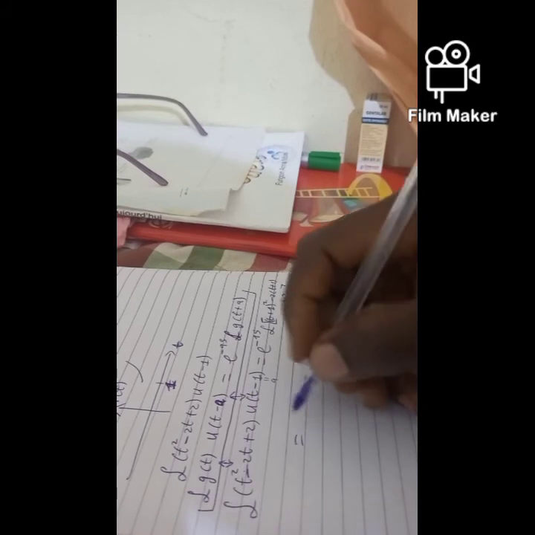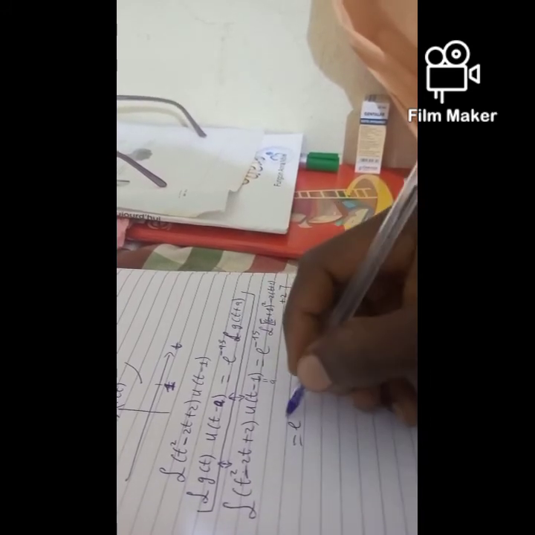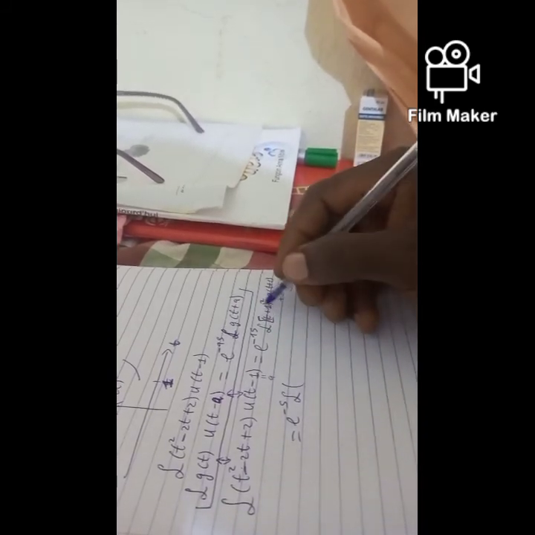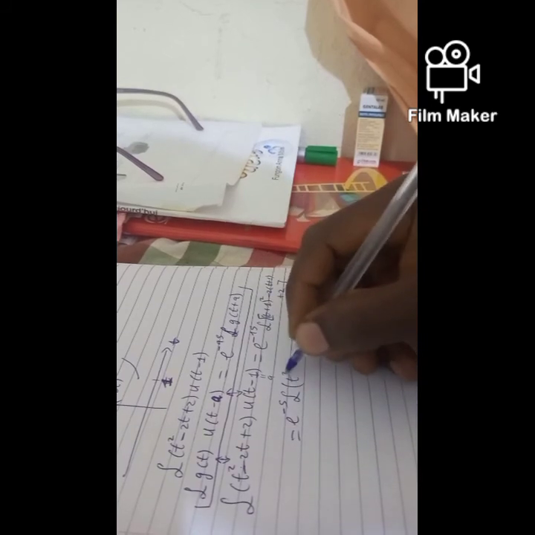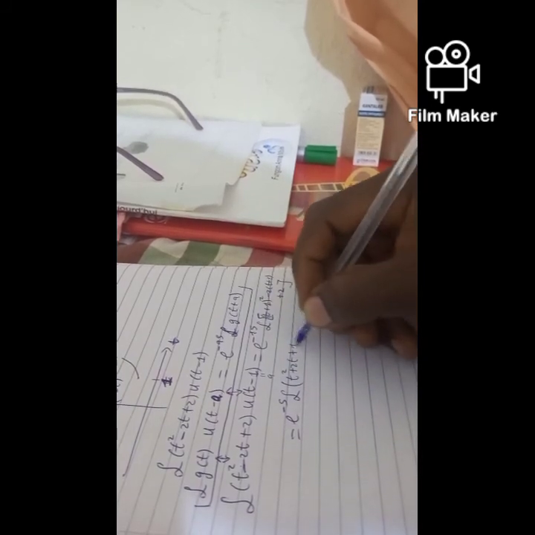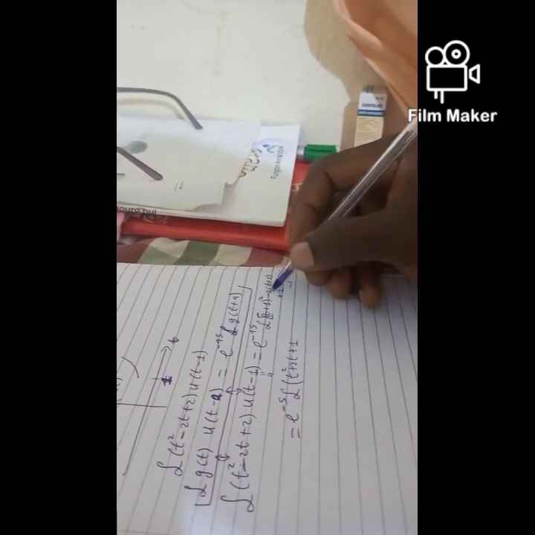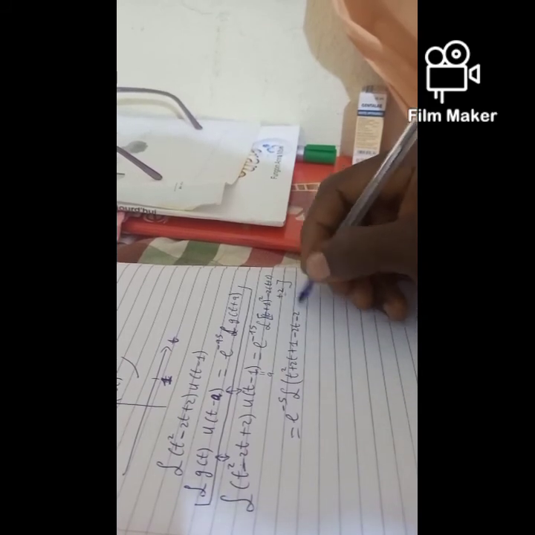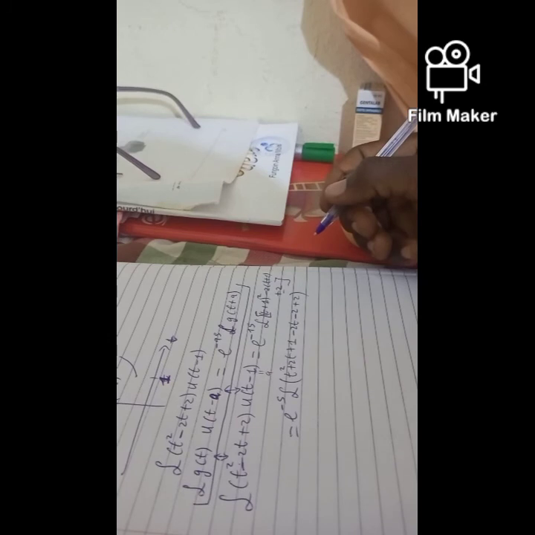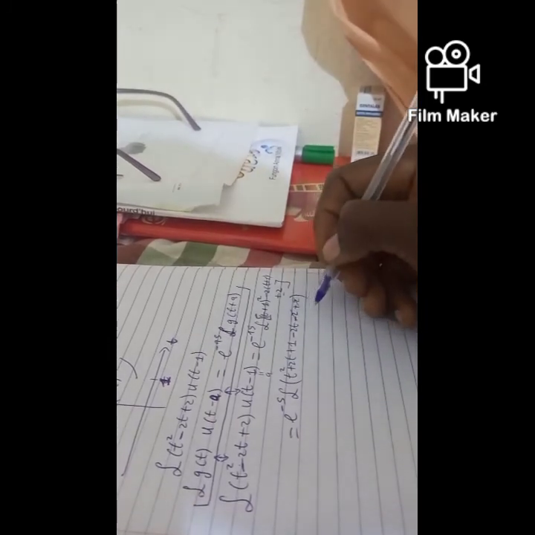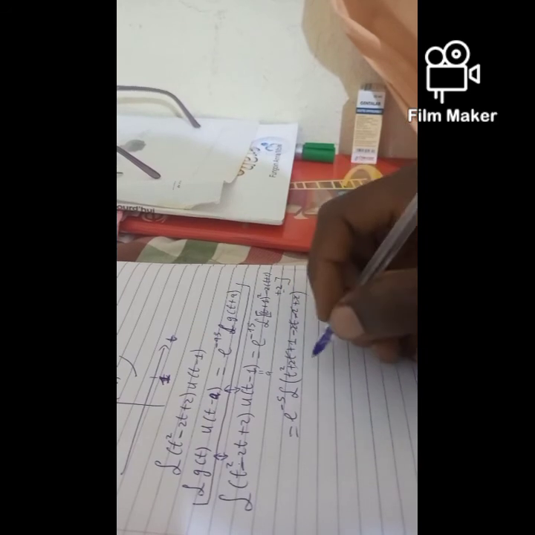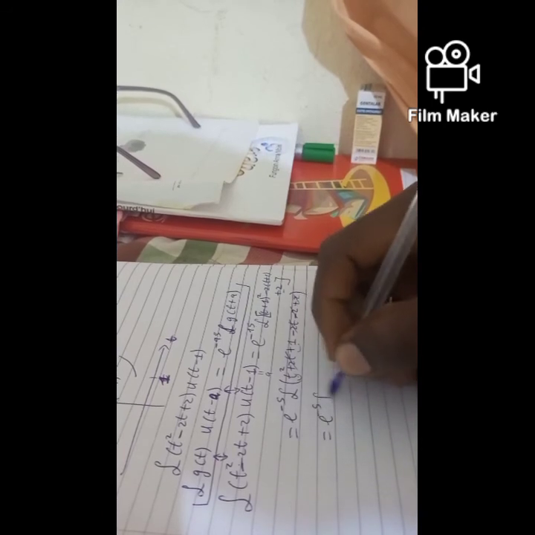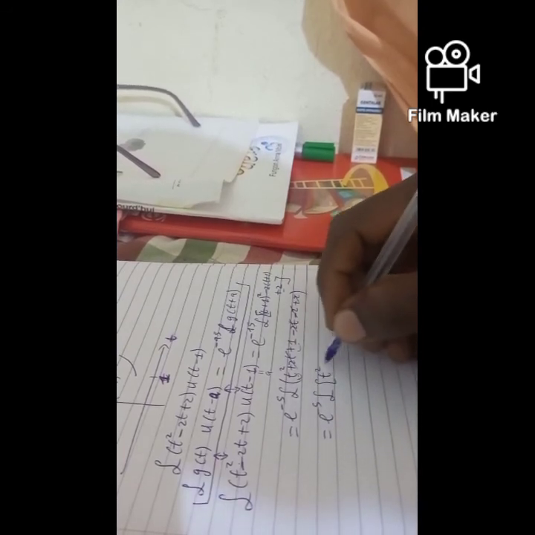So this is equals to e to the negative s, the Laplace transform of, if you expand this, t squared plus 2t plus 1, we expand minus 2t minus 2, plus 2. The 2t cancels, the minus 2 and plus 2 cancel. You'll be left with t squared plus 1. So you have e to the negative s Laplace transform of t squared plus 1.